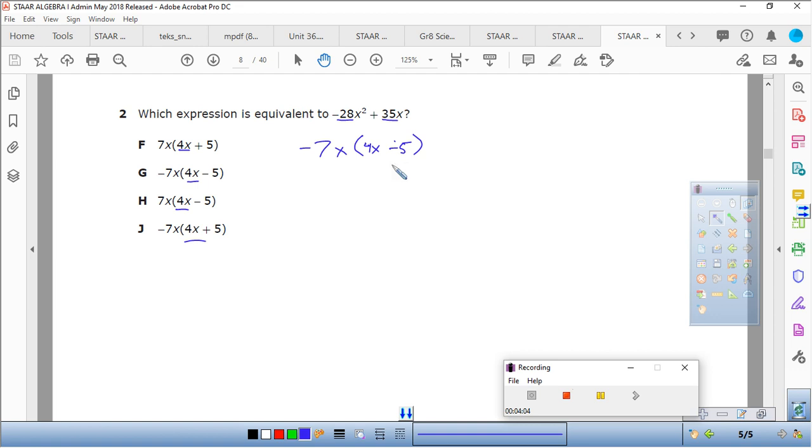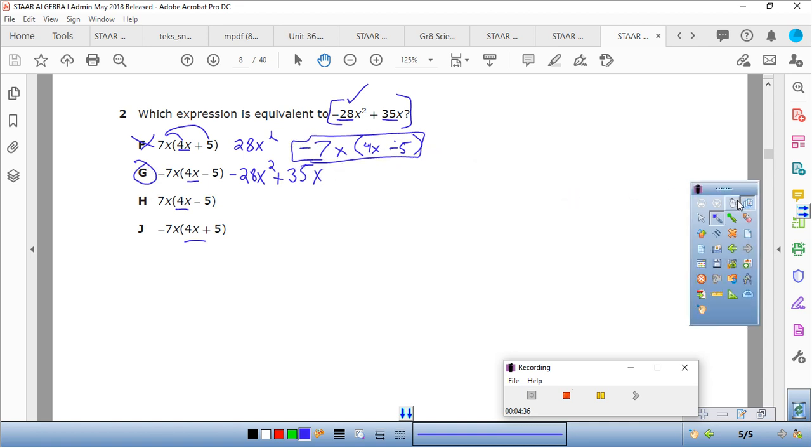Now, say you didn't know how to factor it. You could always distribute here and distribute here. When you distribute here, that gives you a positive 28x squared. Wrong, this right here gives you a negative 28x squared. Check. See how that matches? And this times this gives me a positive 35x. Check. This is the right answer, that's how we get down to it. Okay. Moving on.